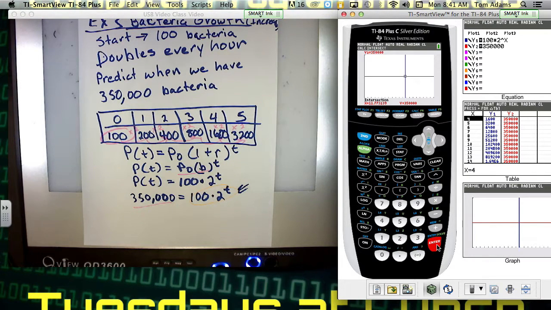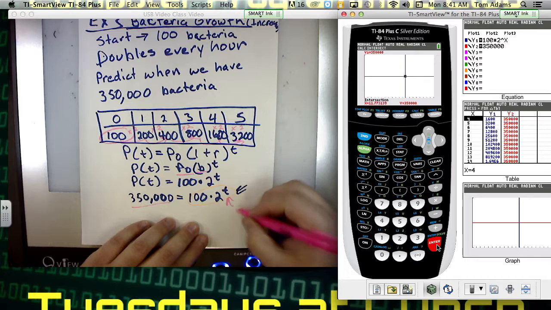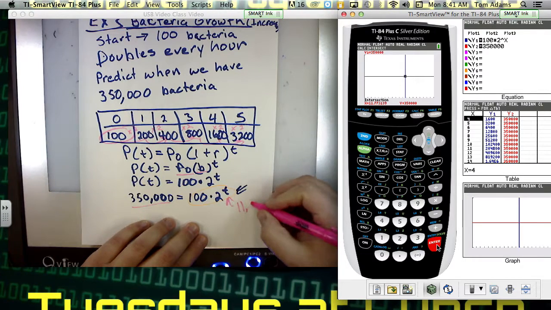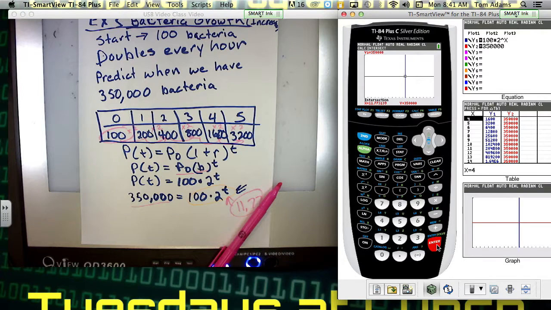11.77. That's the x value, right? So what that's saying is that if I plug in 11.77, that should work. How could I verify that? Put it in for t. Yeah, plug it in for t.